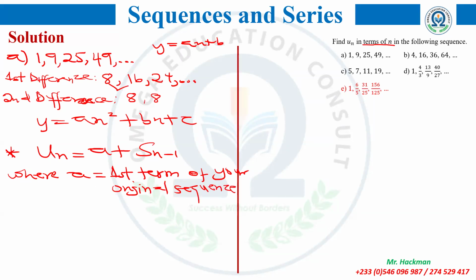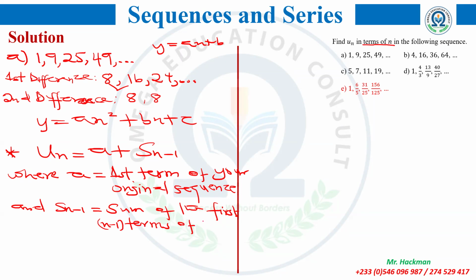Yes, sir. Okay, and S sub n minus 1 is equal to the sum of the first n minus 1 terms of a sequence, but the sequence will be your sequence of difference. I will throw more light on it, don't worry at all. It's so easy when you get the concept. It's so easy and it's interesting how the formula works.